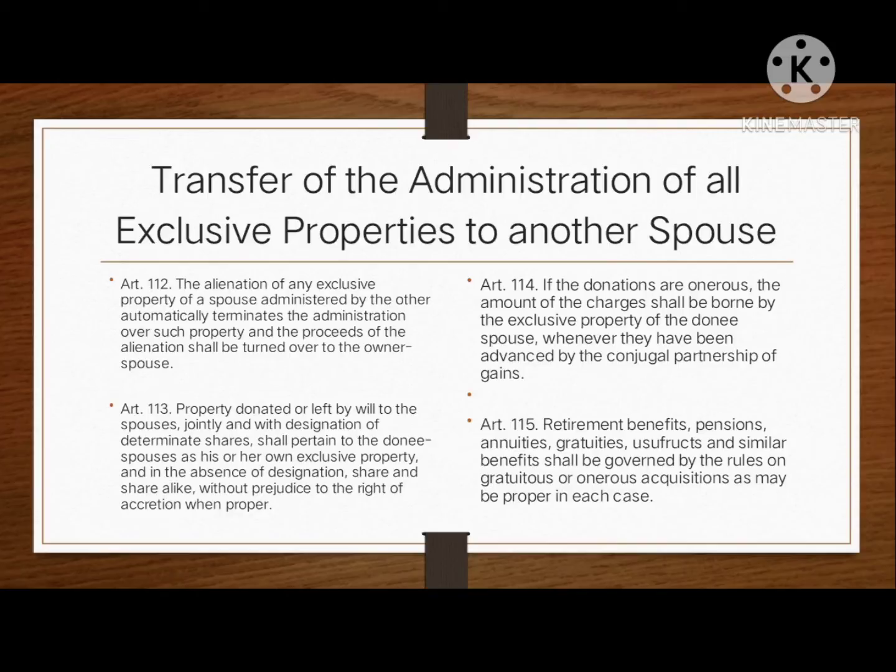Next, the retirement benefits, pensions, annuities, gratuities, usufructs, and similar benefits shall be governed by the rules on gratuitous or onerous acquisitions as may be proper in each case. So each spouse, they have the right to enjoy the benefits na nakukuha nila doon sa properties na owned nila since it is exclusive property. They have every right to transfer it to anyone or to give it or to donate it to anyone without the consent of the other since it is exclusively owned personally by that spouse.